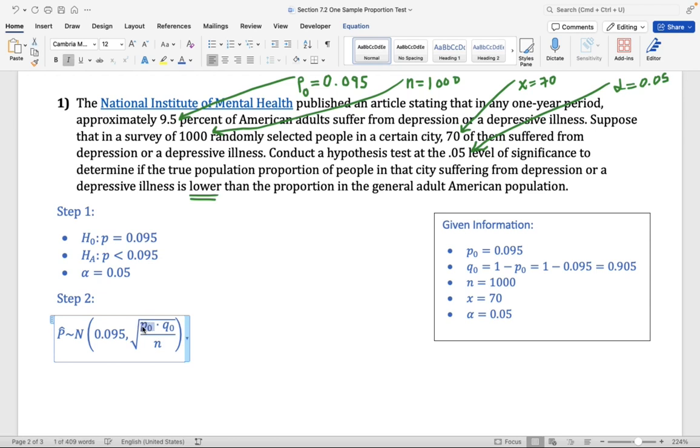Now, the standard deviation is going to be the square root of P naught. Let's, again, replace that value with 0.095 times Q naught. We found Q naught here. We have Q naught being equal to 0.905. And let's also replace the value of N. N here is 1,000.